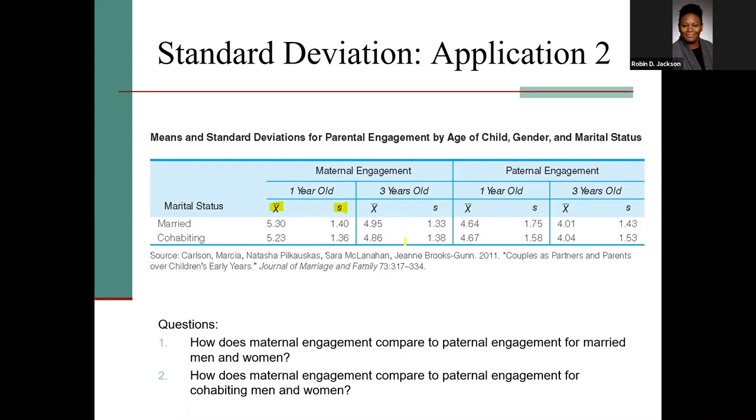In this instance, they're using maternal and paternal engagement. And then you got the same thing going over here, but instead of maternal, you have paternal. Okay, you have fathers. How engaged are the fathers with the child?